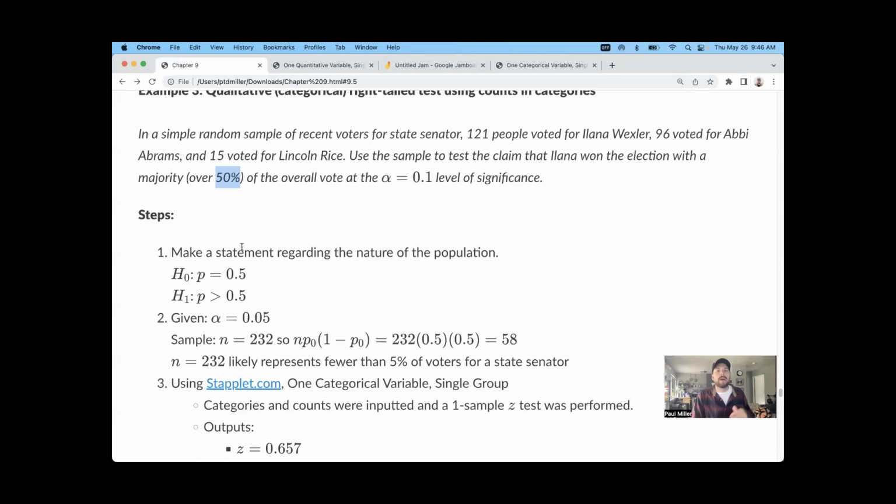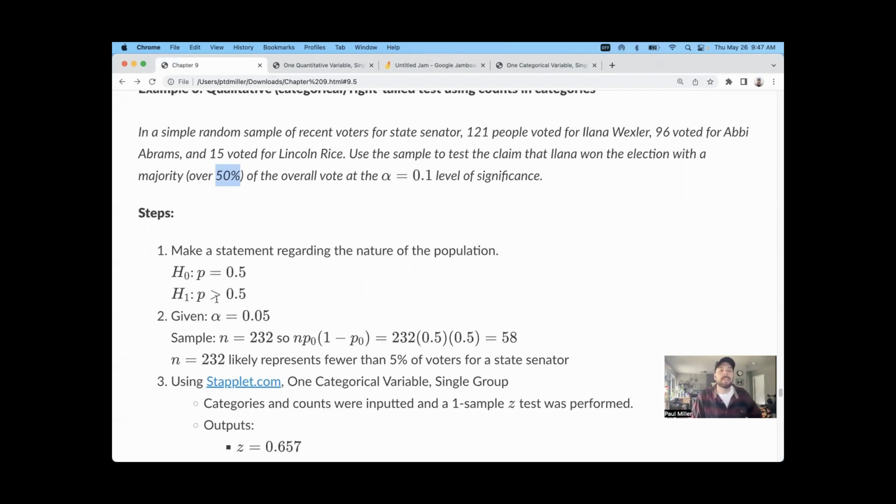So if our sample had her right at 50.1%, we'd say, this is not that big a sample. This could easily be an unusually high sample, but she actually lost. So we're just trying to make sure we're far enough above 50 to be in that right tail that we have here.